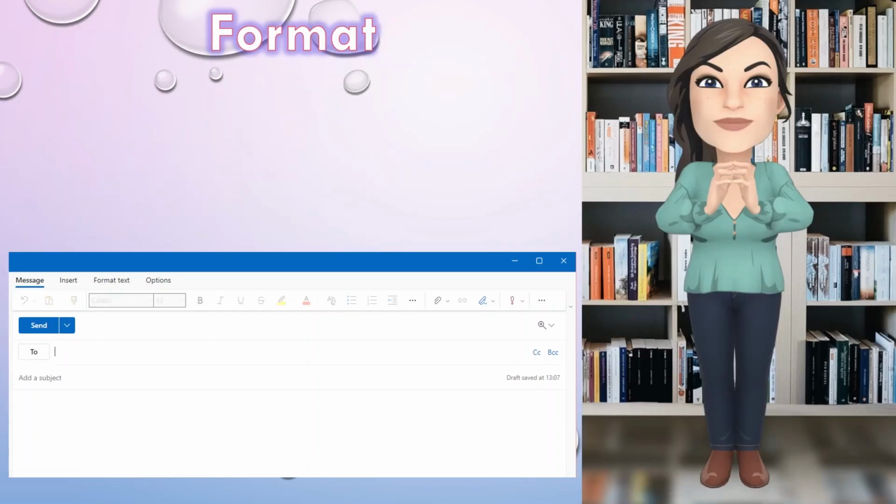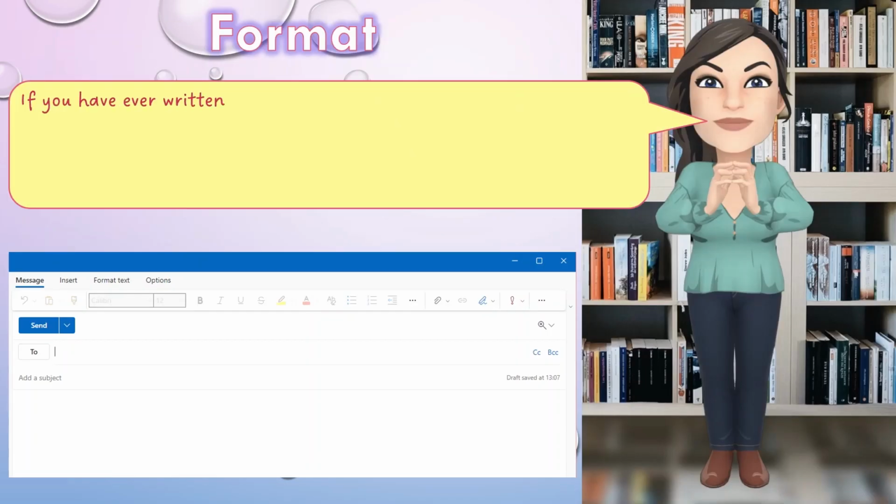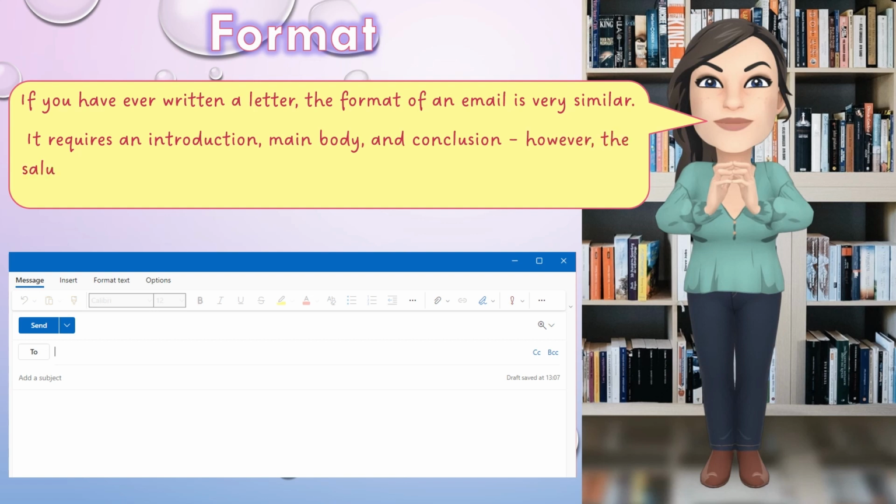Let's look at the format of an email. If you've ever written a letter, the format of an email is very similar. It requires an introduction to let the reader know why you're writing, a main body to contain all of the points you'd like to cover, and a conclusion to summarise the main points in the email. However, the salutation, the bit that says "Dear", and the sign-off, the bit that says "Kind regards", are slightly different.